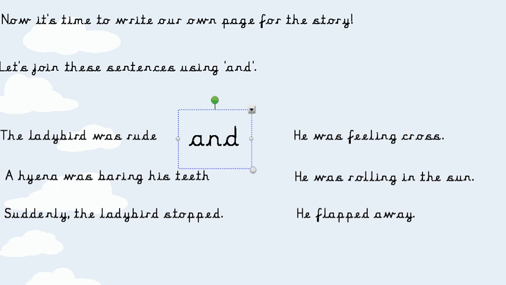And, oh gosh, it's quite big, isn't it? And he was feeling cross. So I could write, the ladybird was rude, full stop. He was feeling cross. But I think it would really make my sentence much better, make it longer and add some description if I use the conjunction and here to join these 2 sentences together. It helps as well that these sentences make sense together. The ladybird was rude and he was feeling cross. Okay, excellent. Let's go on to the next one, everybody.